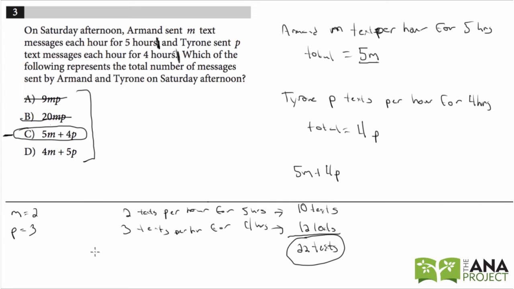This is called picking numbers and then plugging them into the answer choices. It doesn't have to be 2 and 3. It can be other numbers, but we pick numbers for the variables and then plug them in. Again, this is a relatively easy problem, so you could work with the variables, but keep this in the back of your mind for more difficult questions. So we're done with this one. I'll see you in problem number 4.